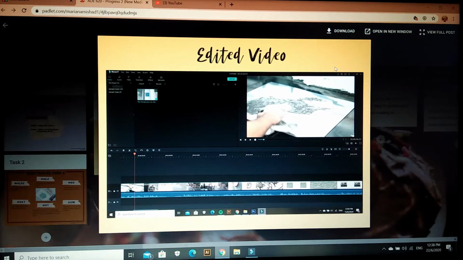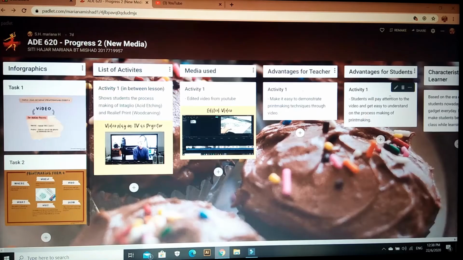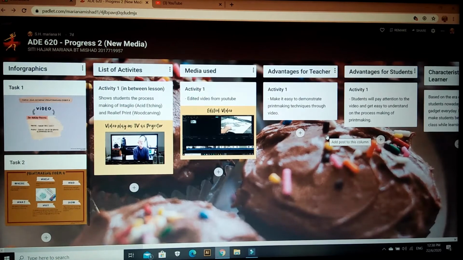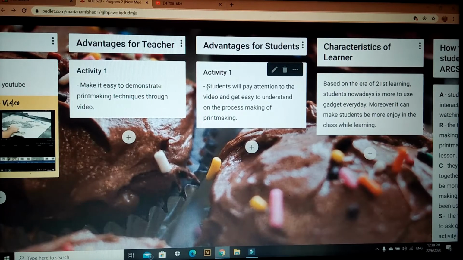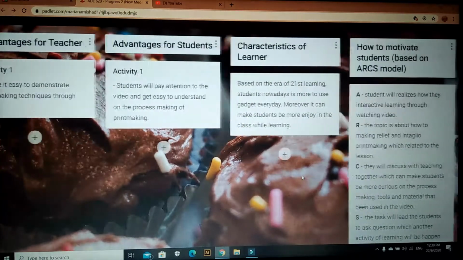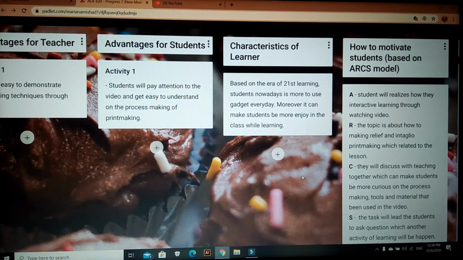So this is the process by which I edited my video. Next is the advantages for the teacher. It makes it easy to demonstrate printmaking techniques through video. Now the advantages for the students. Students will pay attention to the video and find it easy to understand the process of printmaking. So I don't need to demo to my students, since this is the learning process of theory, not practical. So I just show them a video.